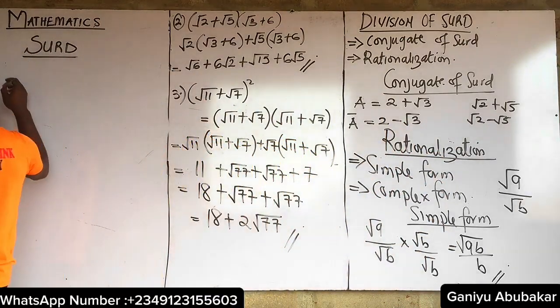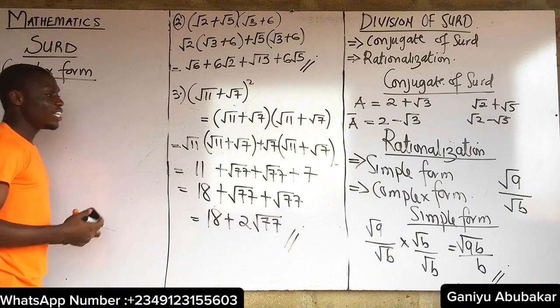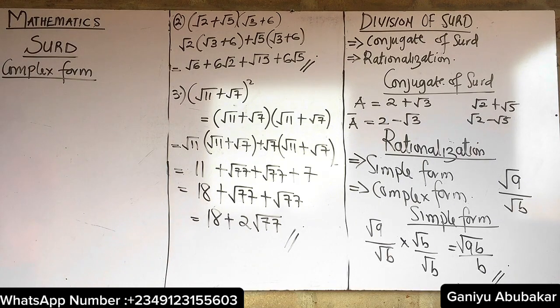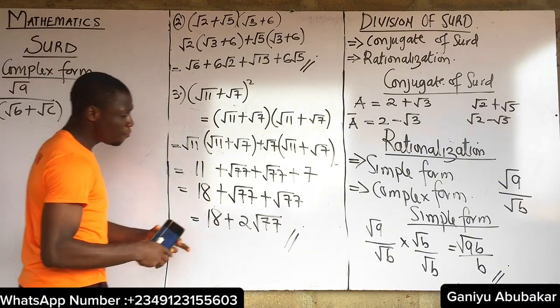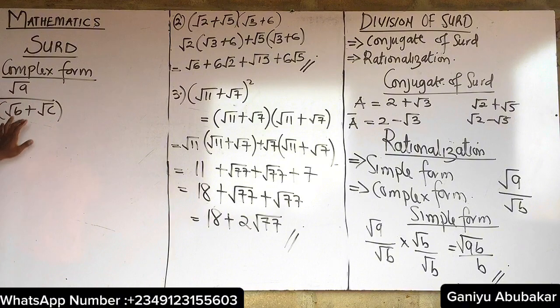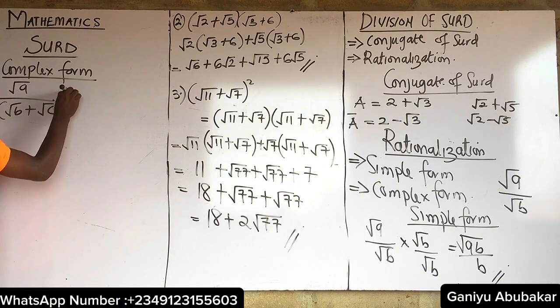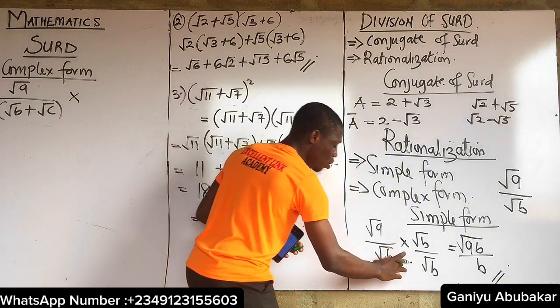Let's call the second one, the complex form. For the complex form of rationalization, the idea is that let's say I have root A all over root B plus root C. This one is more complex than the simple form, where you just multiply by the denominator. So the idea is still the same thing: multiply numerator and denominator by the conjugate. That one was just a single root.